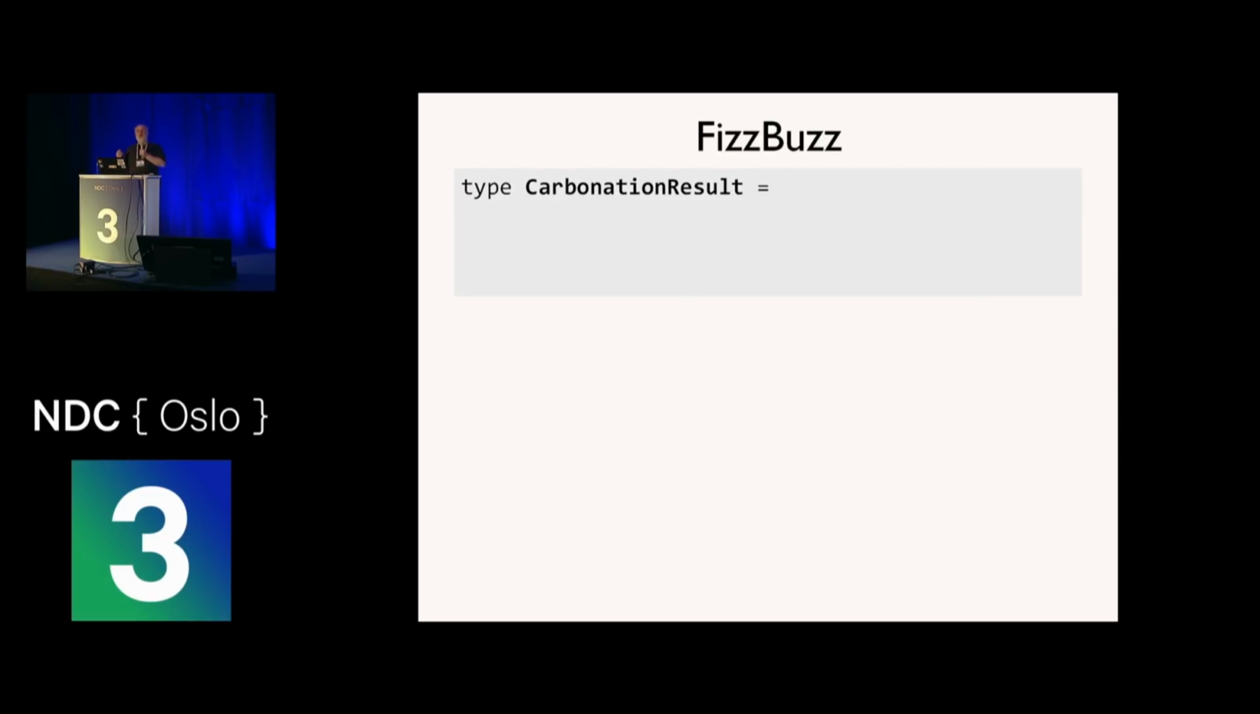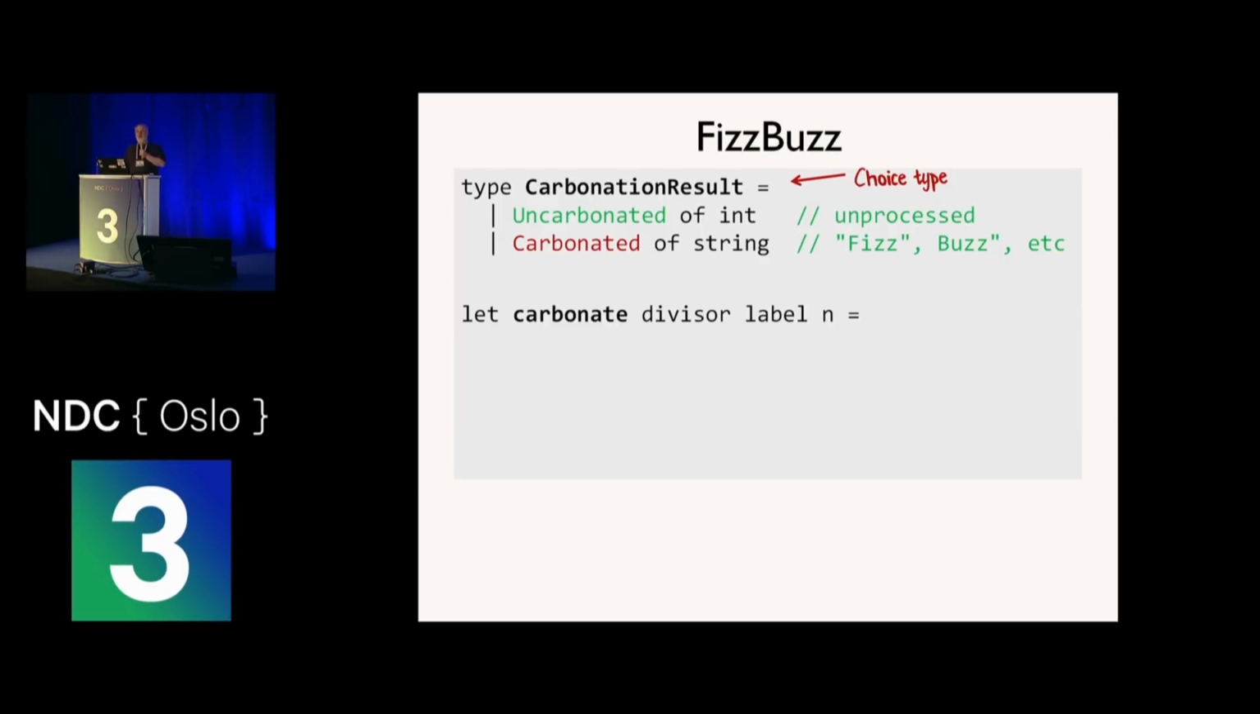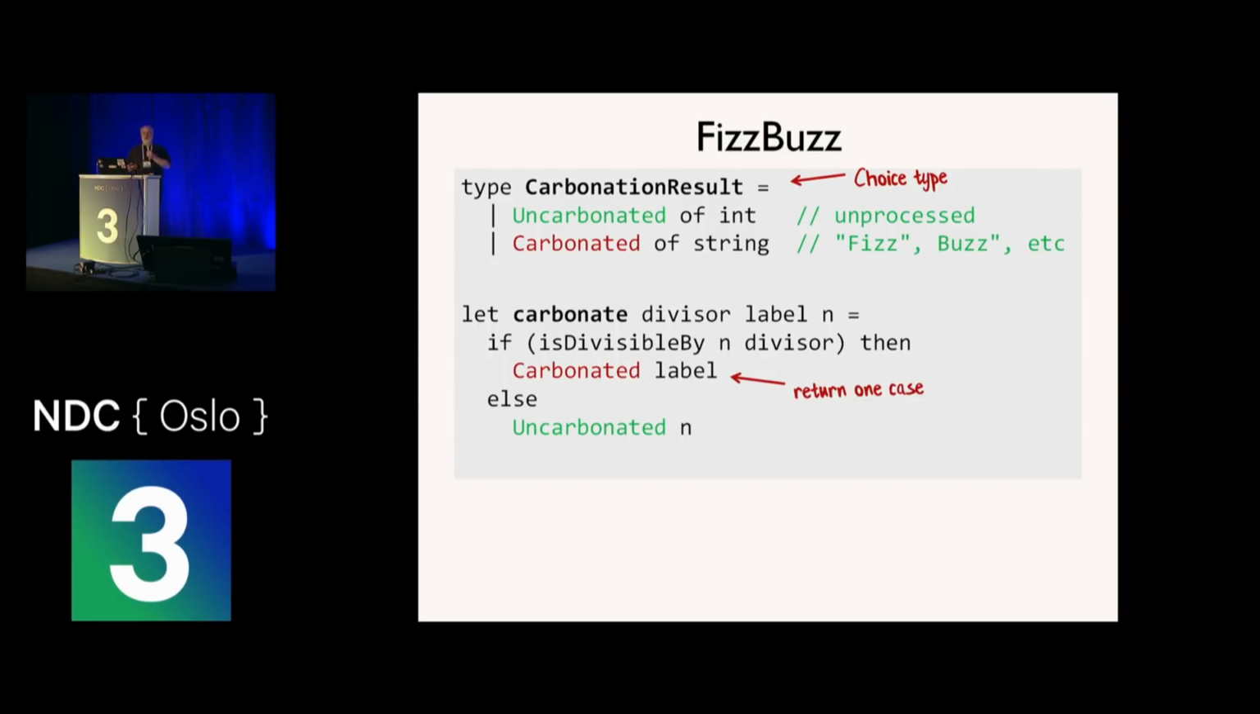So we're going to create a new type to represent these choices. It's going to be a choice type with 2 cases. The first case is uncarbonated, in which case we have the original integer, or it's carbonated and we have a string like fizz or buzz. So it's an unprocessed case and a processed case. So that's our type. We're modeling our domain with a choice type. And then we're going to have our actual function to handle each case. I'm going to call this function carbonate. If it's divisible by the thing, it's going to be carbonated, and we're going to give it a label. And if it's not divisible by the thing, it's uncarbonated, and we just leave it alone. So there's the carbonated case, and there's the uncarbonated case. That's our complete design right there. That's everything we need.